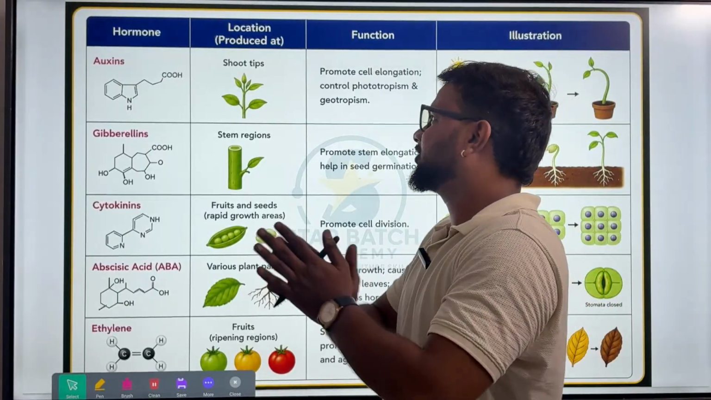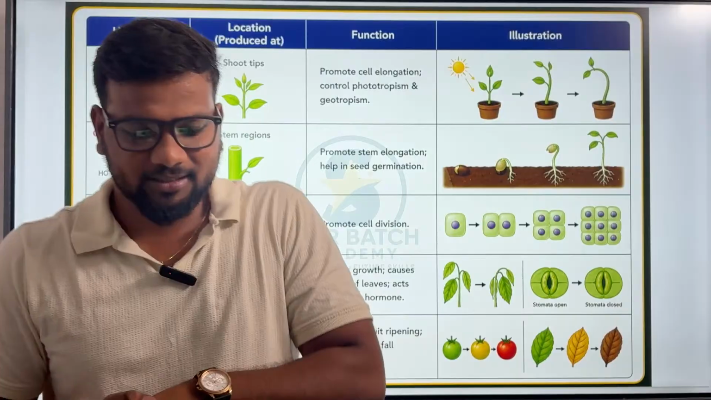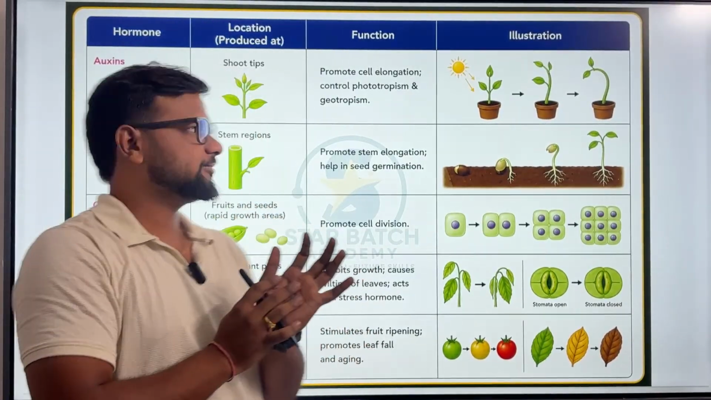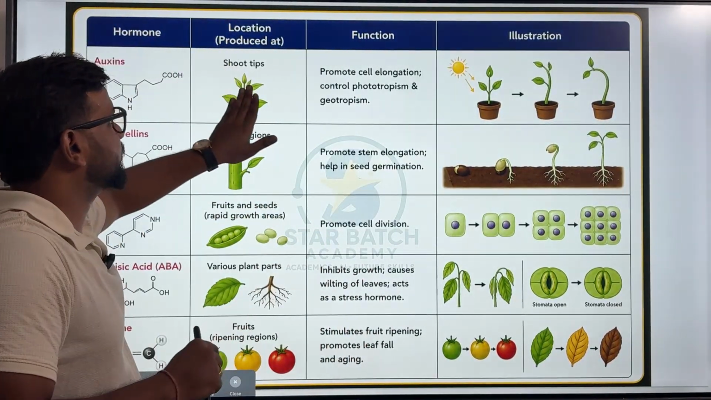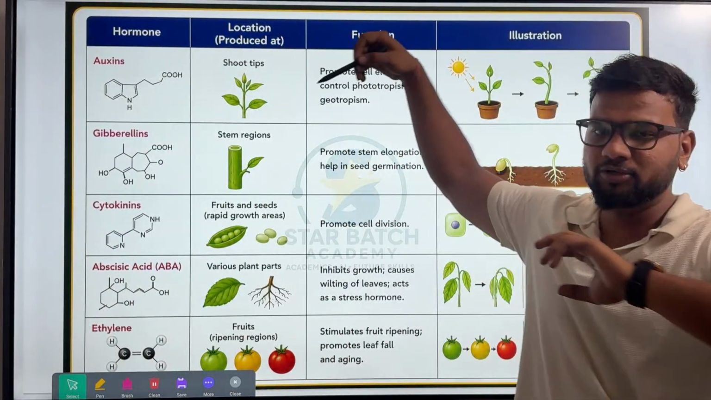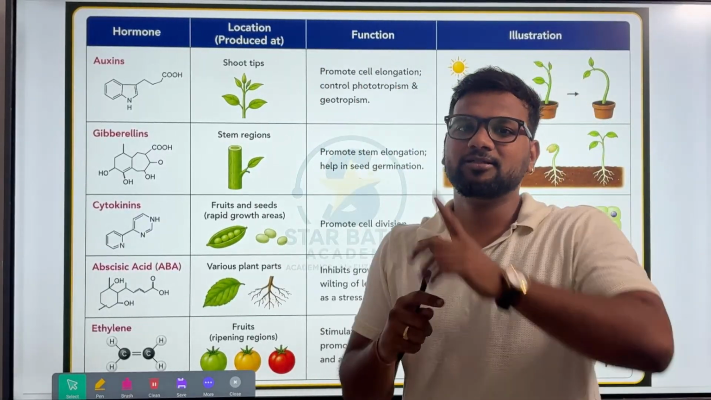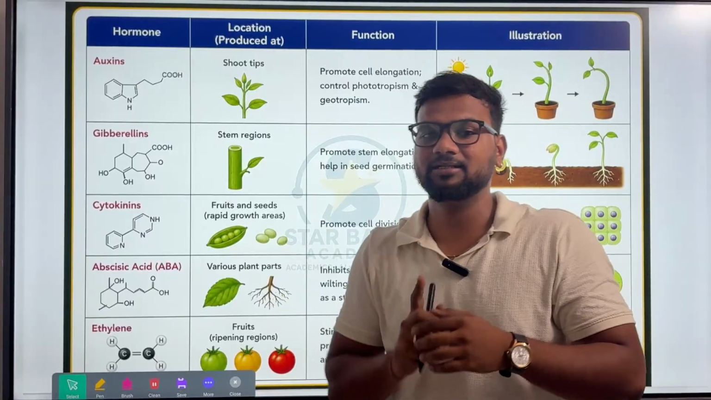Yes, coming to the topic hormones. We have studied about auxin. What is happening in auxin? Auxin is located, or produced, in the shoot tips. Why in the shoot? Because it actually responds towards the stimulus, right?